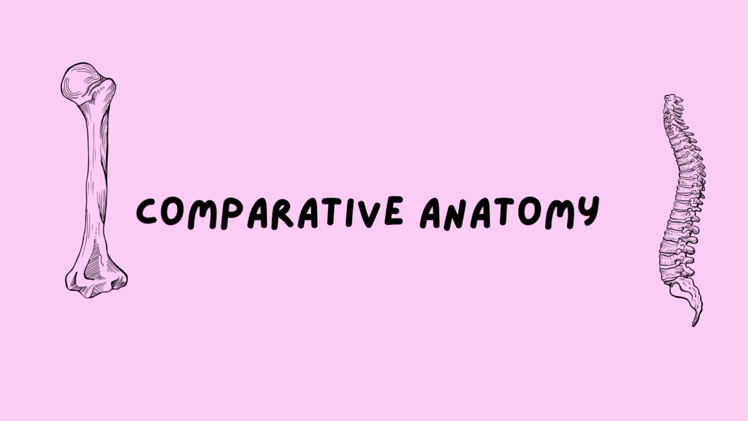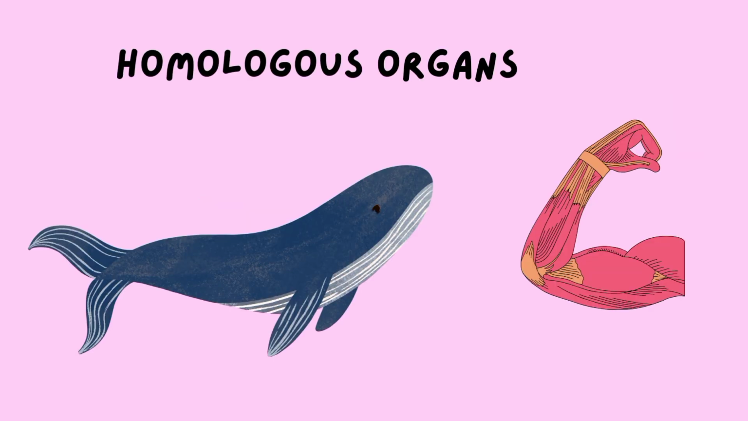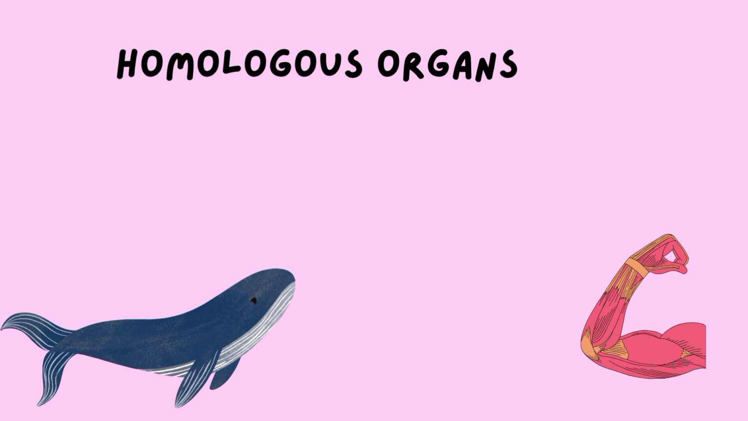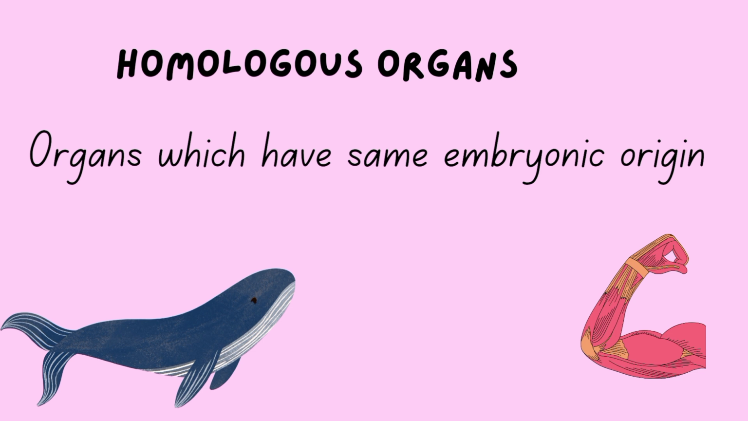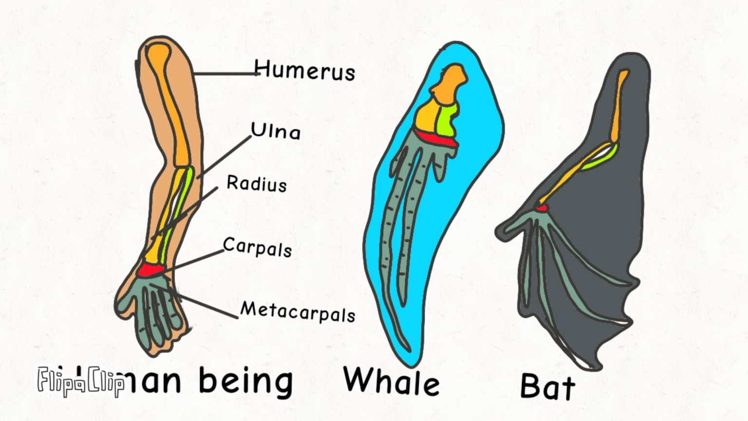The second evidence is comparative anatomy, which includes homologous organs and analogous organs. Homologous organs are the organs in different species that have the same embryonic origin. They have similar basic structure but may be adapted to perform different functions. For instance, the bone in the bat's wing, flippers of a whale, and a human arm have similar bone arrangement. Each of these organs has the following bones: humerus, radius, ulna, carpals, metacarpals, and phalanges.